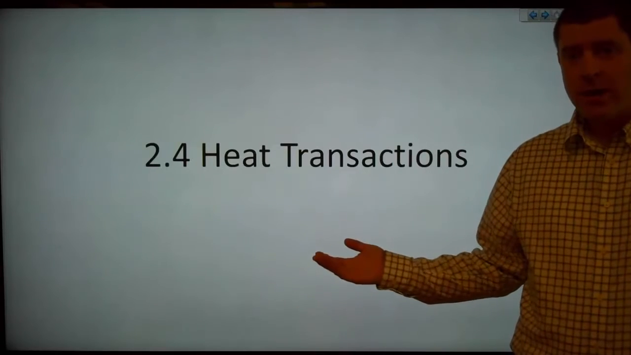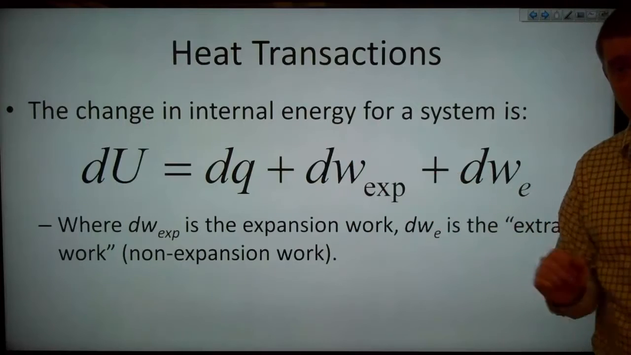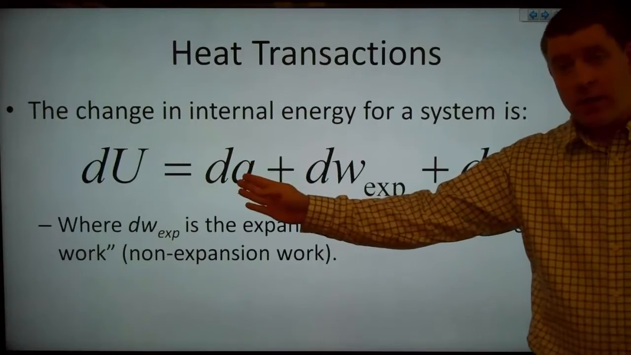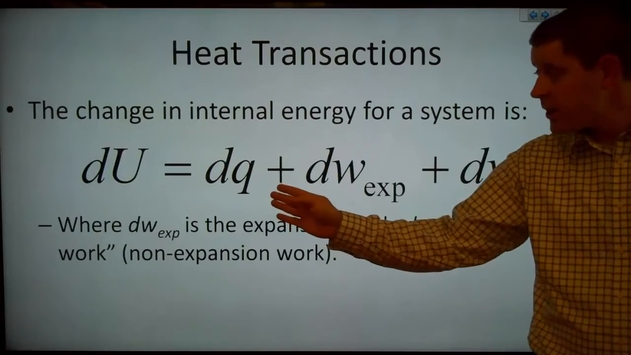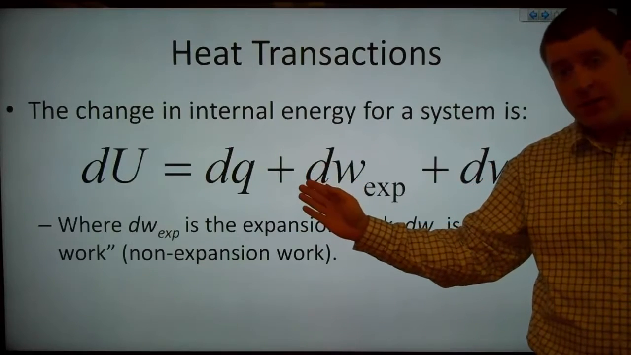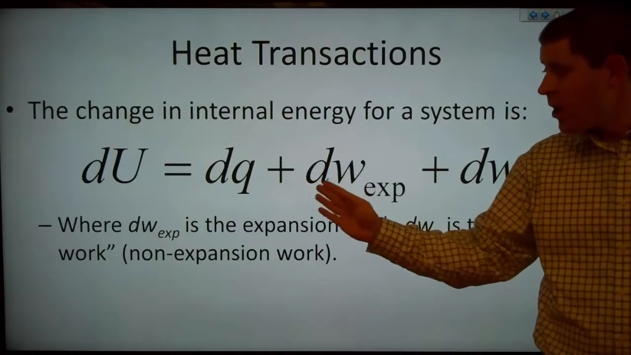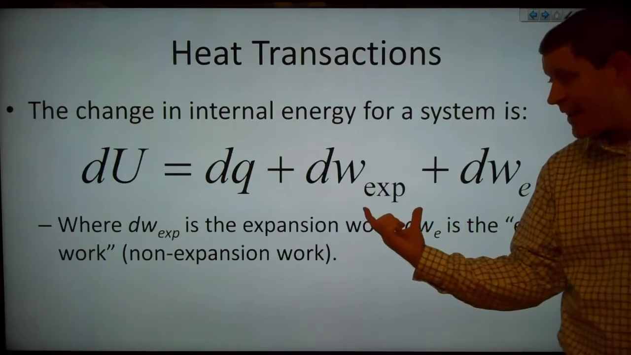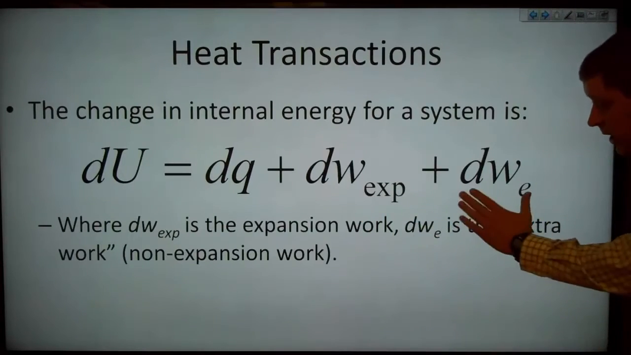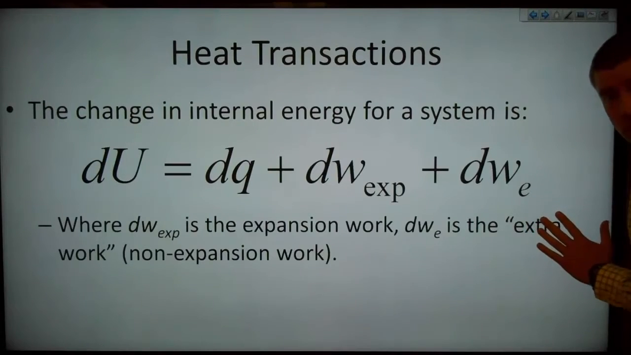Welcome to heat transactions. The change in internal energy for a system is given by this equation here, where we have dU, the infinitesimally small change in internal energy, is equal to dq, the infinitesimally small amount of heat transferred between the system and the surroundings, plus dw sub exp, the expansion work done, plus dwe, where we is the extra work done, the non-expansion work done by the system.